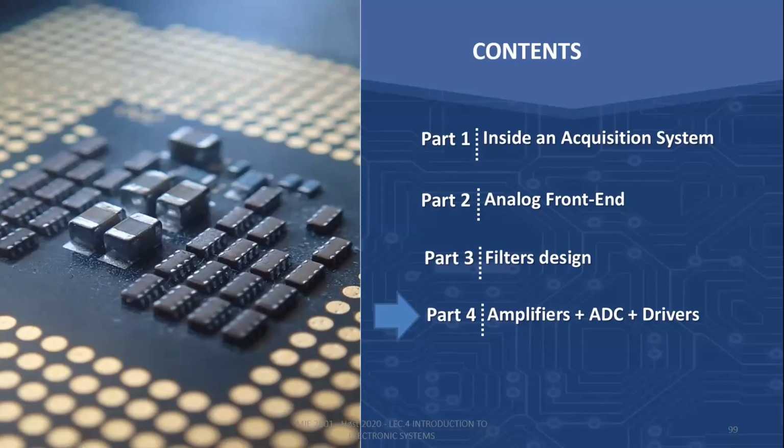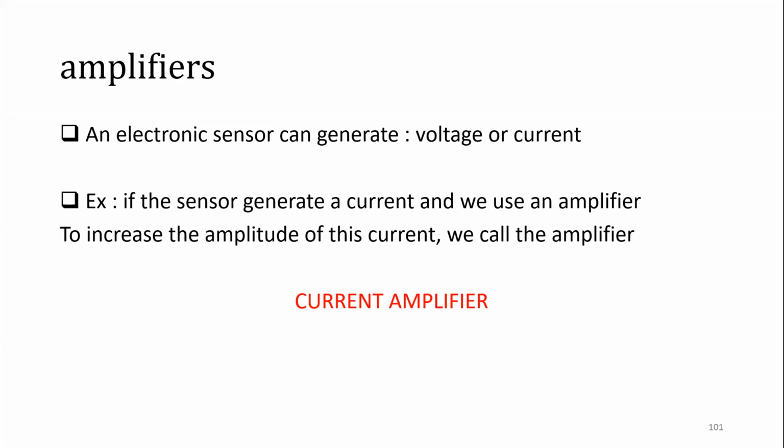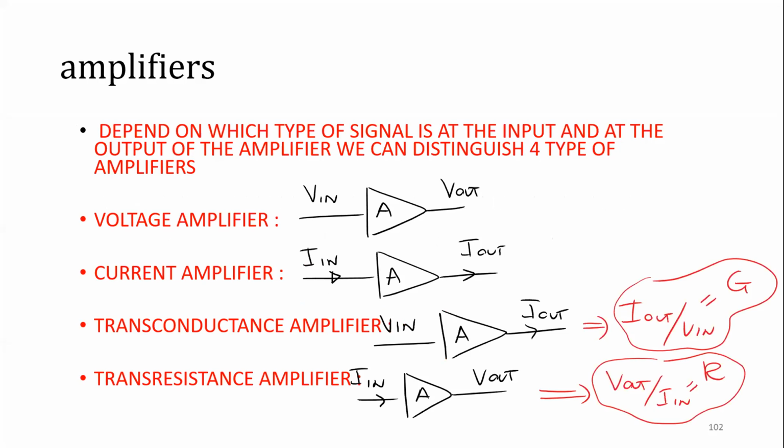Okay, we arrived at the last part, which is Amplifier, ADC and Drivers. I won't discuss amplifiers in detail, just do an introduction. As I told you before, an electronic sensor generates a very small voltage and current, and we need to amplify it to make it larger. For this, we need an amplifier. If the sensor generates a current and we want a bigger current, we talk about a current amplifier. This is very straightforward. If the signal generated by the sensor is voltage, and we want a bigger voltage, then we talk about a voltage amplifier. So the type of amplifier depends on the type of input and output.